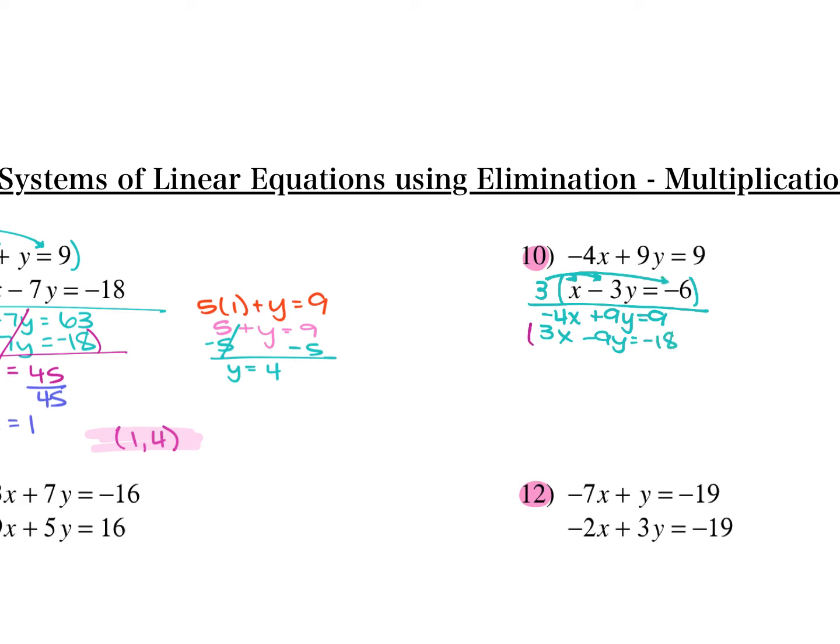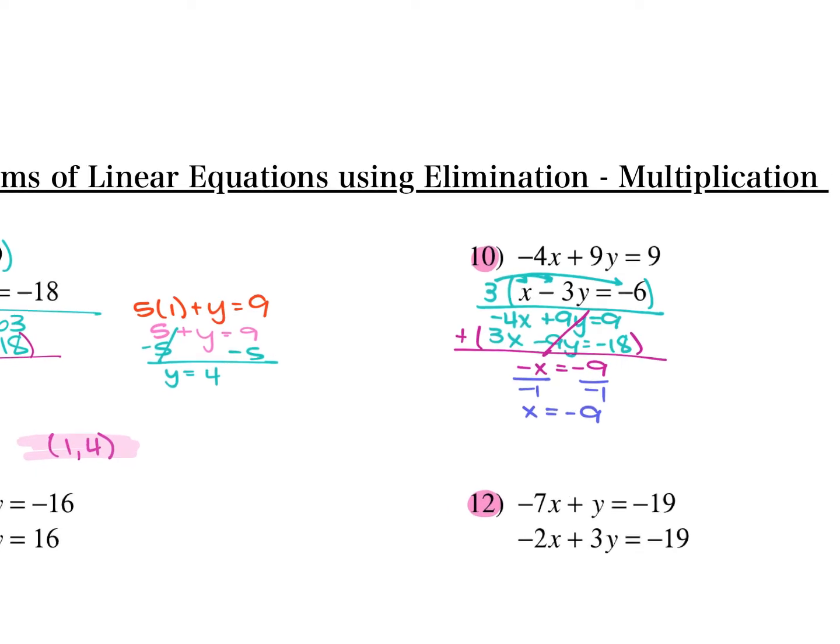From here, my y's are opposites of one another, so I can just add these and those y's will cancel. So negative 4x plus 3x is negative x, and 9 minus 18 is negative 9. So we can divide each side by the negative 1, and we get that x is negative 9. Take the negative 9, plug it into one of the original equations. Which one do you want to use, the top or bottom?